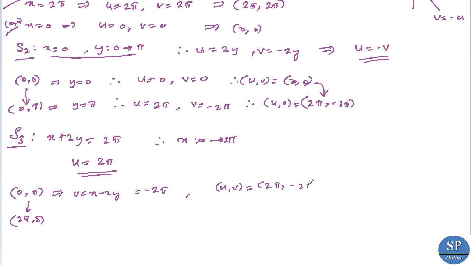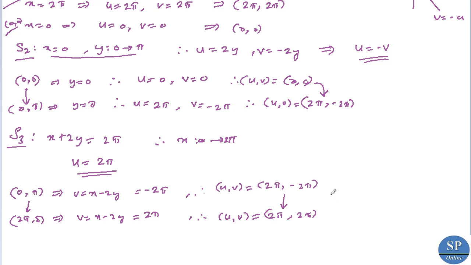And the corresponding point (2 pi, 0) implies we have v equal to x minus 2y, with x equal to 2 pi here, so 2 pi minus 0. Therefore the point (u, v) is nothing but (2 pi, 2 pi), because u is 2 pi, a constant here, and v equal to 2 pi. So as we move from (0, pi) to (2 pi, 0) in the xy plane, the image points will move from (2 pi, minus 2 pi) to (2 pi, 2 pi) in the uv plane.